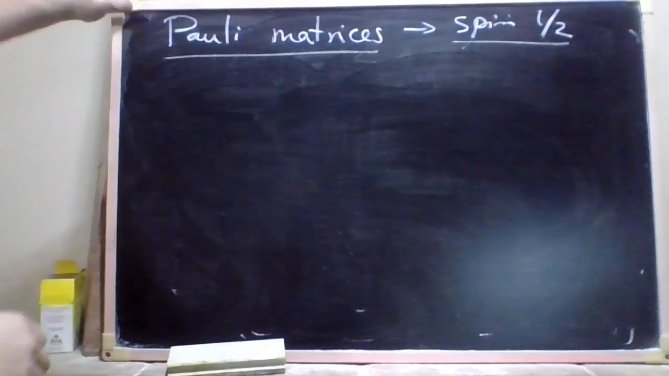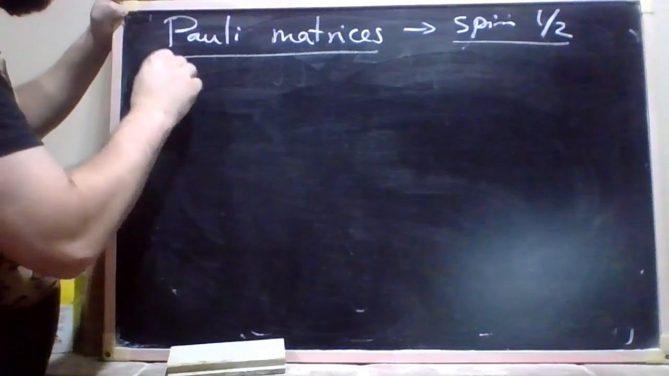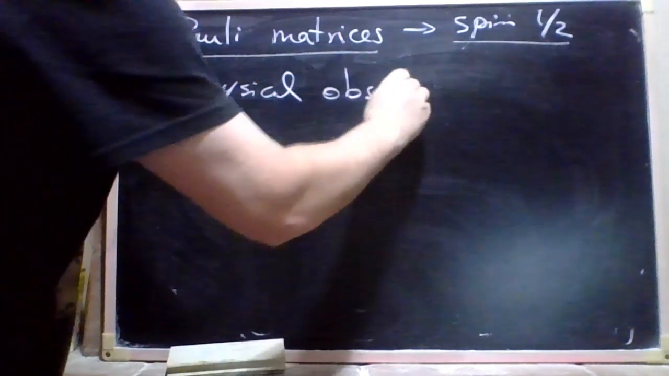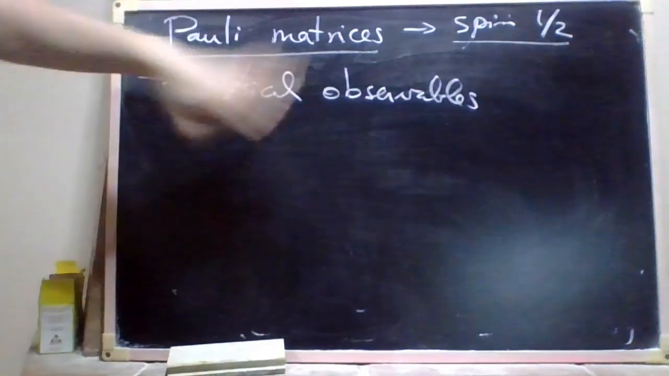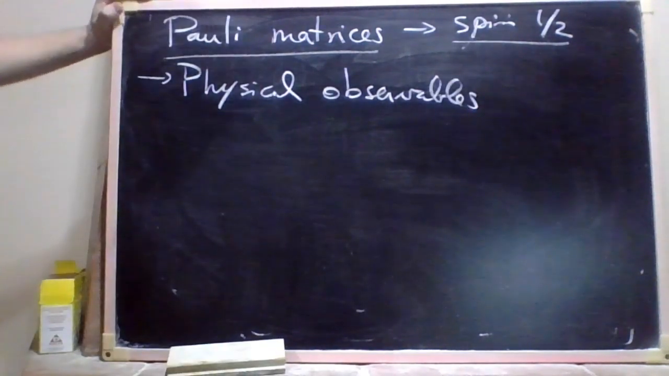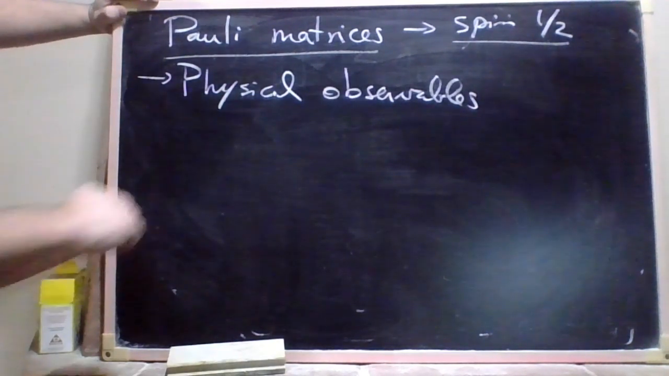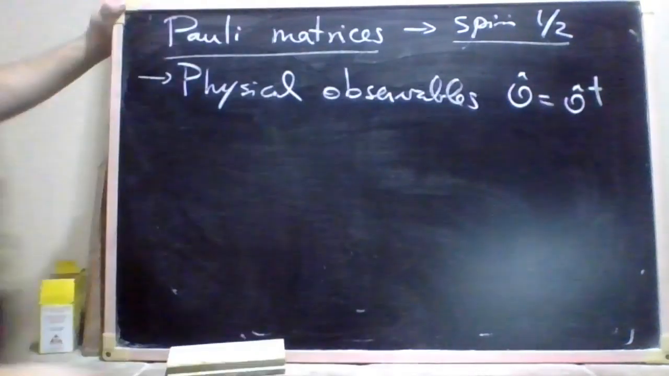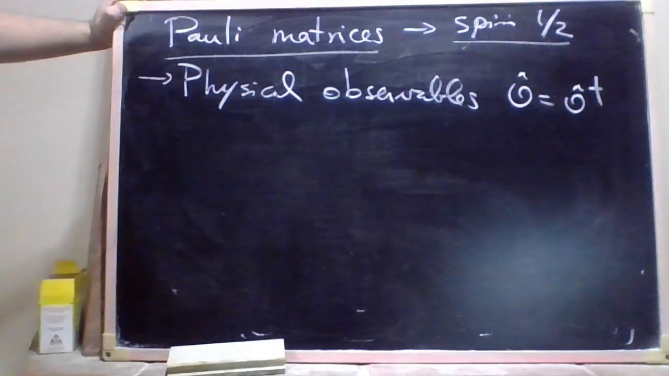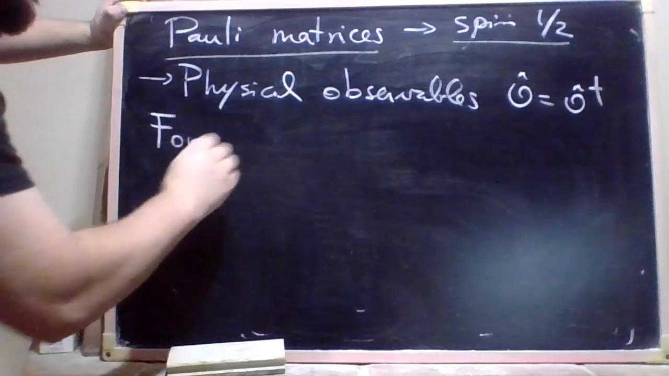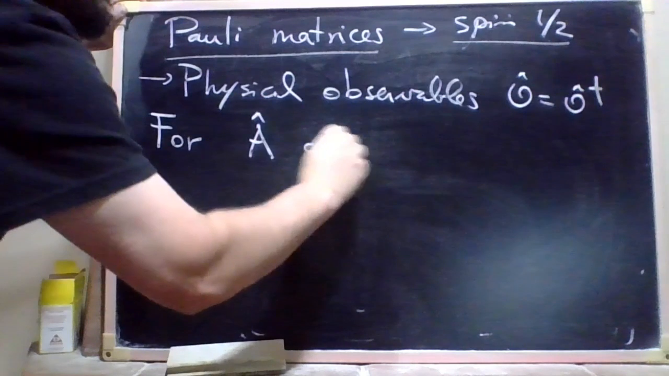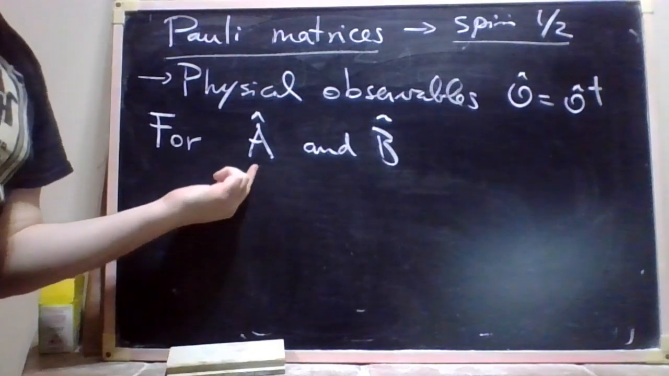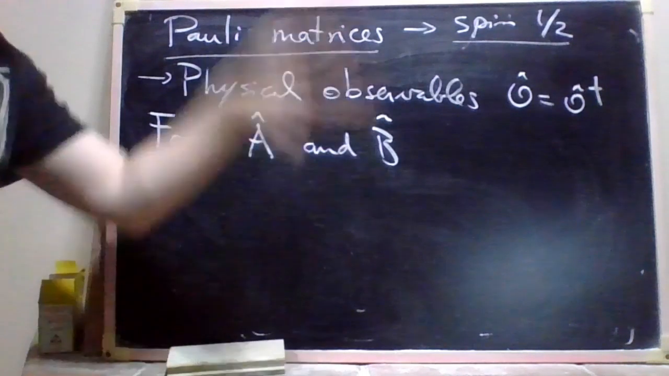Well, with respect to the physical observables, the operators representing physical observables, they are represented by matrices, which are Hermitian, and you can calculate for two arbitrary physical observables, A and B operators. It can be position, momentum, spin in the z direction and the x direction or whatever. Okay.